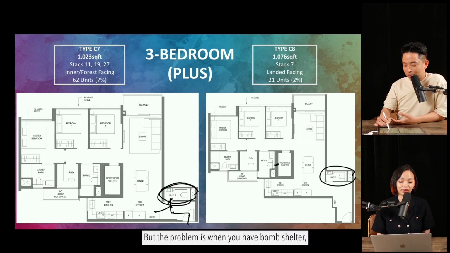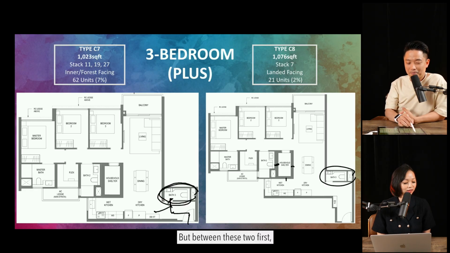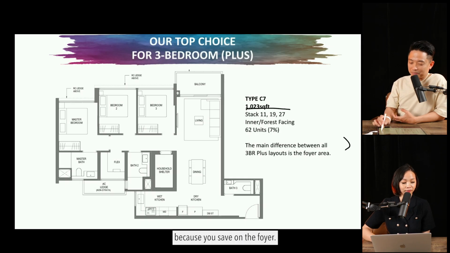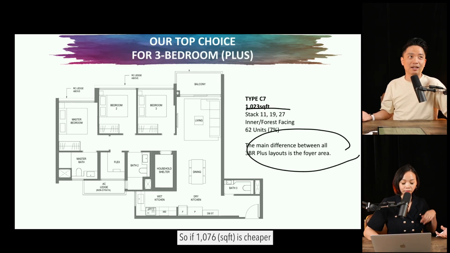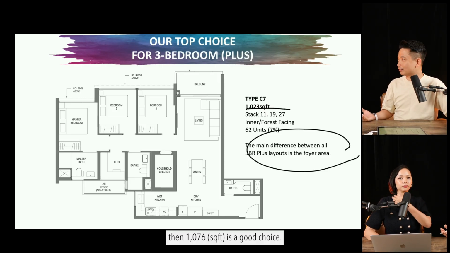But the problem is when you have a bomb shelter, the thickness of the wall is all counted into your space. But between these two, 1023 and 1076, our choice obviously is 1023 because you save on the foyer. Yes. So if 1076 is slightly higher in price but its PSF is lower, then 1076 is a good choice.